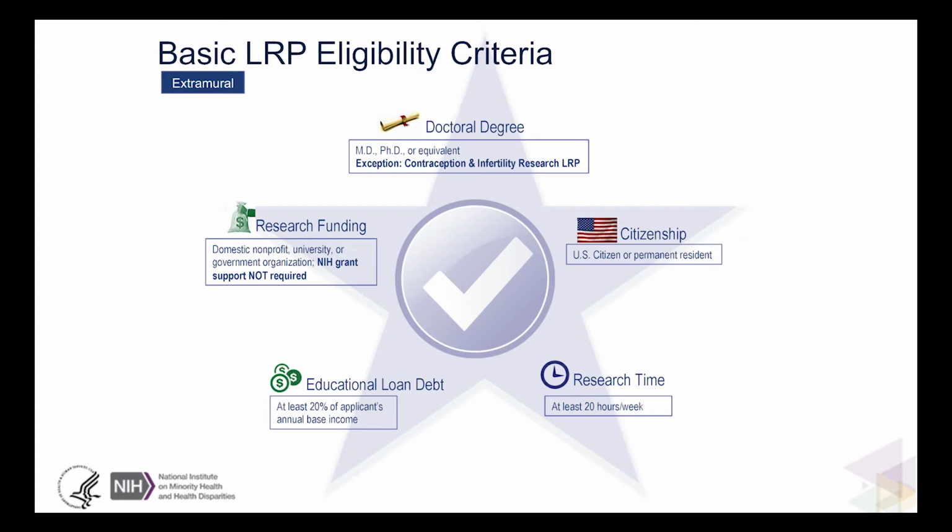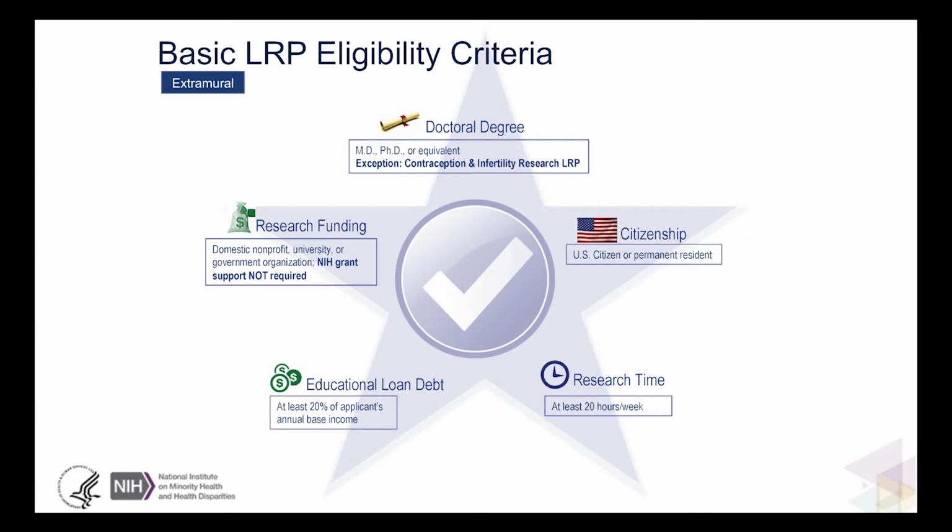You must be able to commit to performing at least 20 hours of research time per week for the entirety of your LRP contract. First contracts are for 2 years. Individuals are eligible to apply for and receive renewals on their LRP contracts. They're usually for 1 year, but for the entire time of your contract, you must be able to perform research for at least 20 hours per week. Educational loan debt. An awardee's educational loan debt must be at least 20% of their annual base salary.